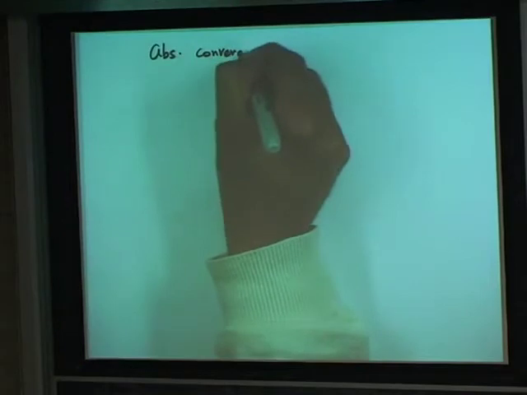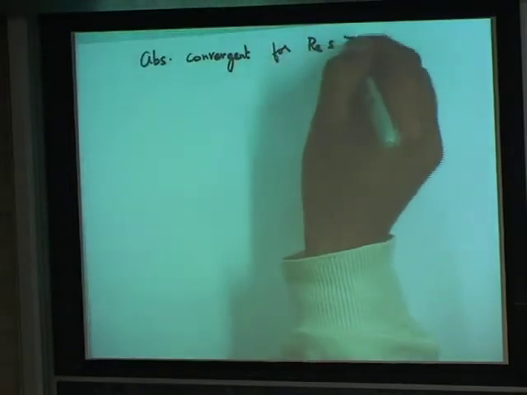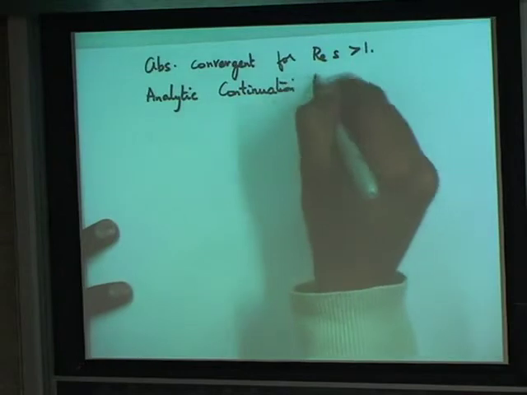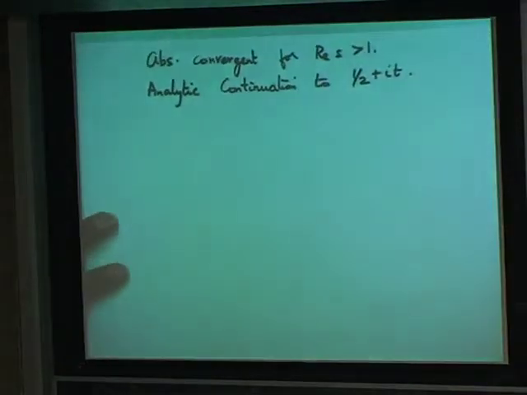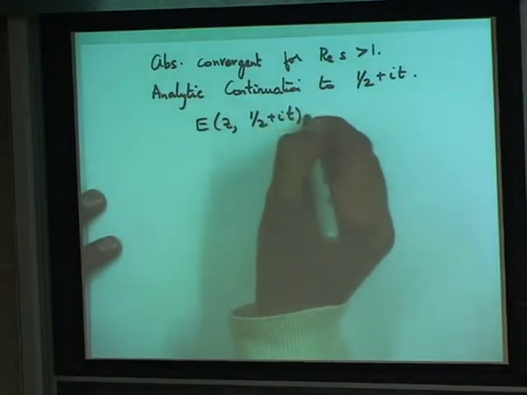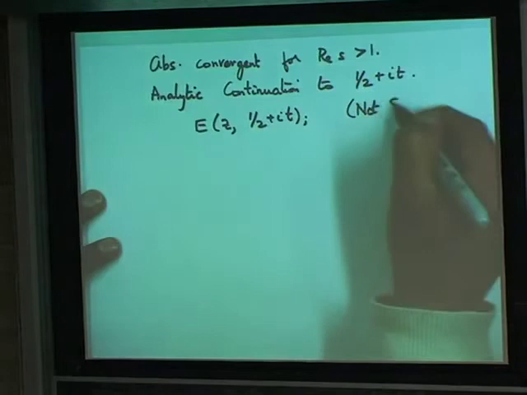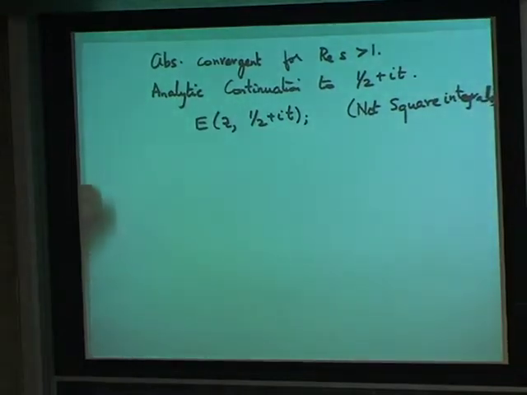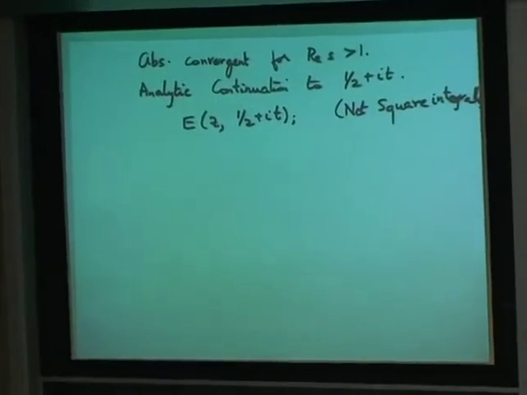So in case three, that series is absolutely convergent for the real power that's bigger than one, but it has an analytic continuation to the half line. So this is the first set of guys. These are not square integrable. So the square integrable ones are just the Maass forms and the constant function.